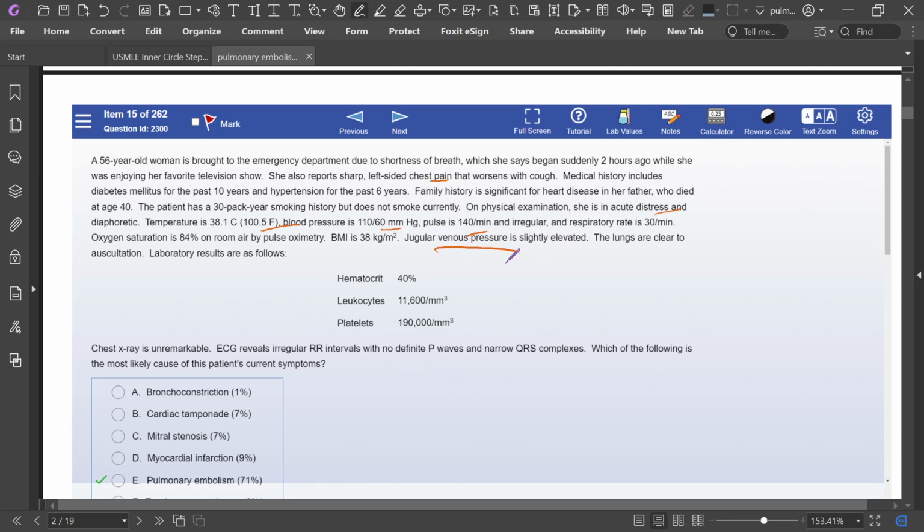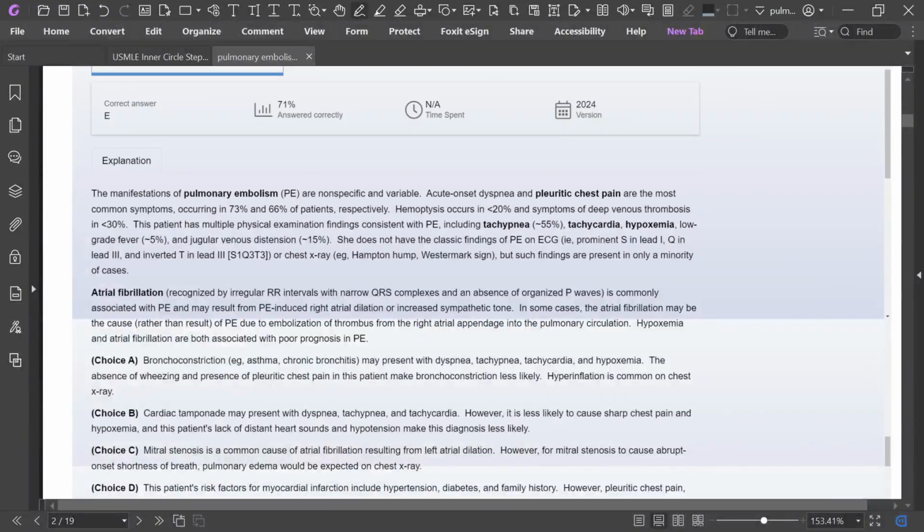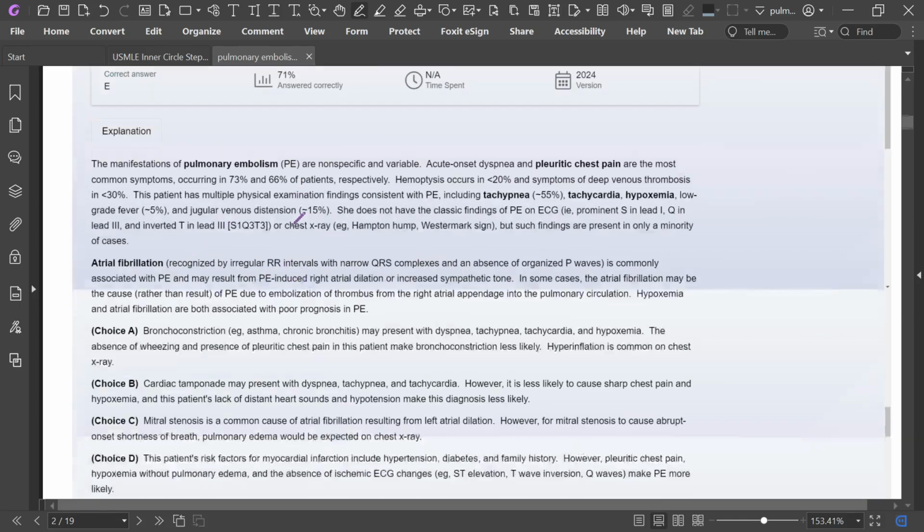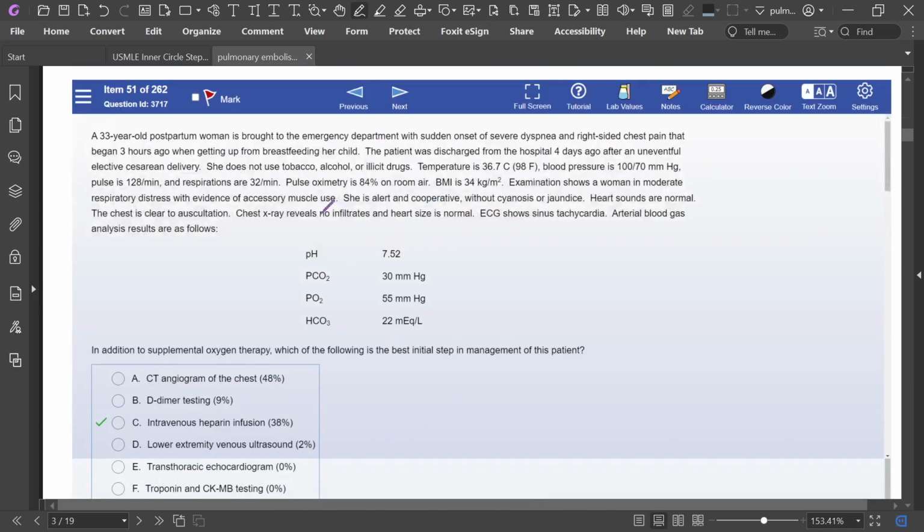JVD is distended and lungs are clear to auscultation. Chest X-ray is normal. ECG shows irregular RR interval with no definite P wave. So it looks like atrial fibrillation, and PE has an association with atrial fibrillation. So this is pulmonary embolism: acute onset dyspnea, pleuritic chest pain, tachypnea, tachycardia, hypoxia. Atrial fibrillation is commonly associated with pulmonary embolism.